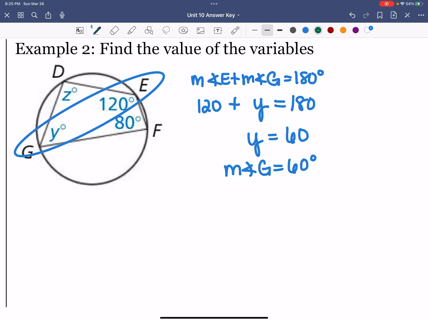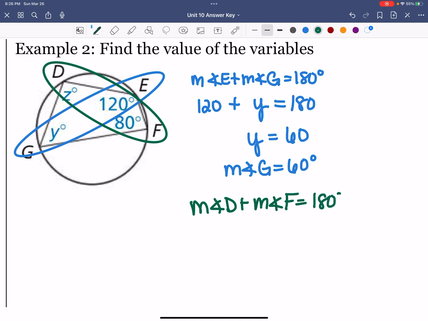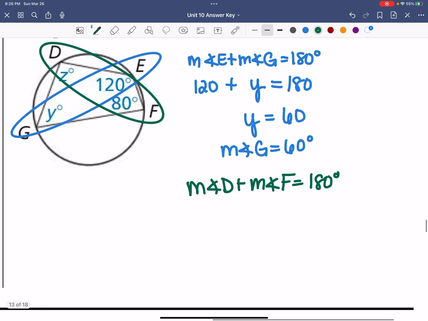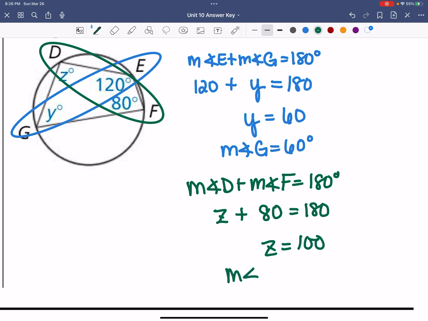Now coming over here, I'm going to go ahead and do the other pair. So right there, D and F. So I'm saying that the measure of angle D plus the measure of angle F is going to equal 180 degrees. We say that the measure of angle D we have marked as Z. That's going to be added to the measure of angle F, which is 80, and that'll equal 180. When I subtract 80 from both sides, I get Z equal 100, which makes the measure of angle D 100 degrees.